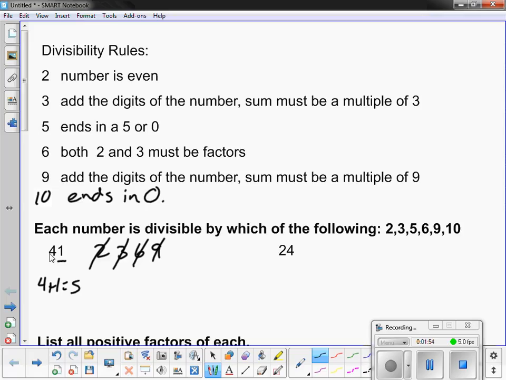Ends in a 1. 5's off the list. Ends in a 1. 10's off the list. So our answer to this one is none. 41 is not divisible by any one of those numbers. Is it prime? Perhaps. We'd have to continue on up the list.